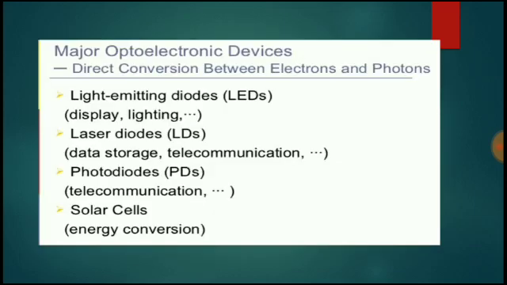There is some interaction between electrons and photons in these devices. The devices are light emitting diodes, laser diodes, photodiodes, and solar cells. So these interact with the electrons and the photons.